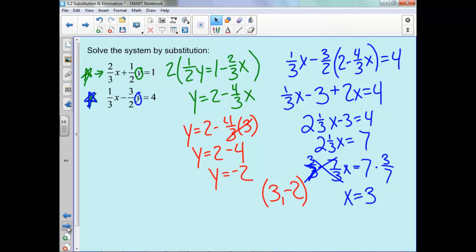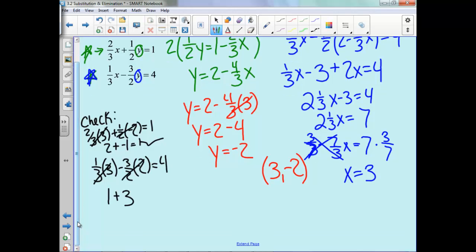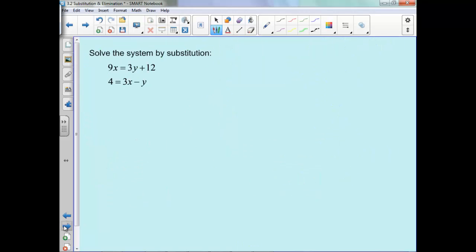But remember, we have to check to make sure. So it works in the first one. Checking in our second equation. Notice a negative times a negative is a positive. 1 plus 3 is 4. So here's our answer. Last one by substitution.